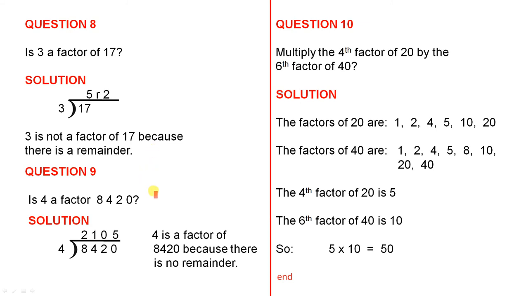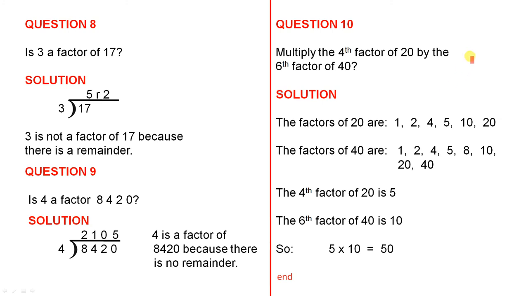Question 9, is 4 a factor of 8,420? If we divide 4 into 8,420, we get 2,105. There's no remainder. 4 is a factor of 8,420 because there is no remainder.